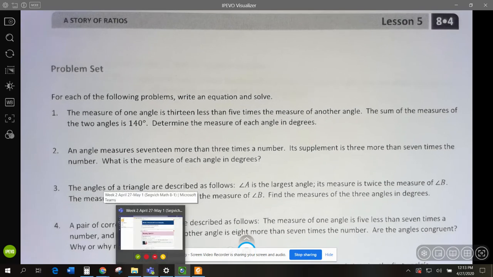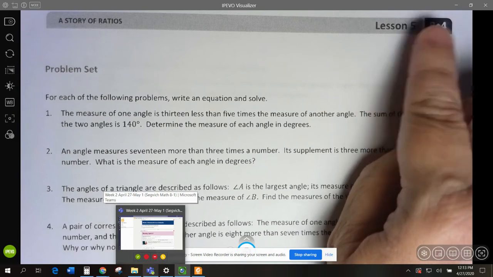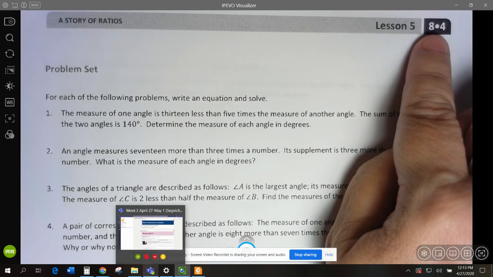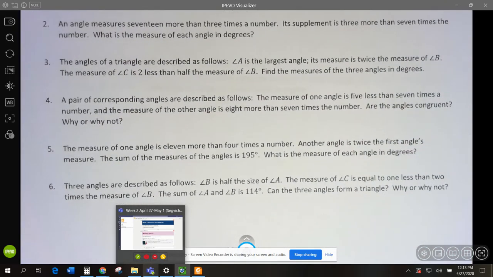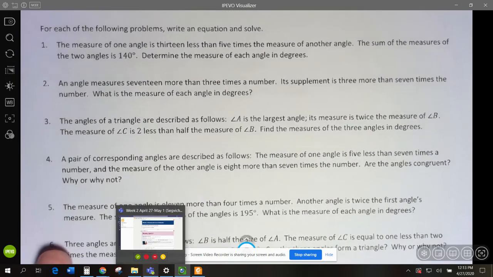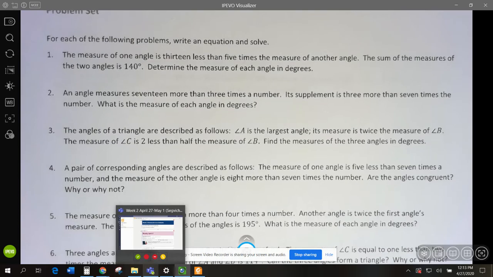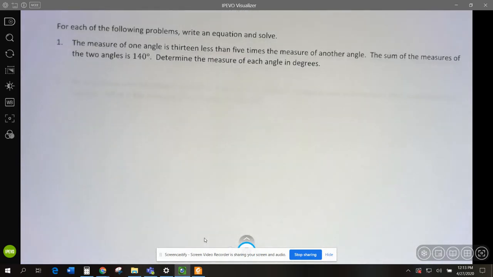Hello, 8th graders. Today we're working on lesson 5 of module 4 for 8th grade. This problem set has 6 problems. We are only going to be doing 1 through 5 because of time, so do not worry about doing number 6. Let's go to our first problem.